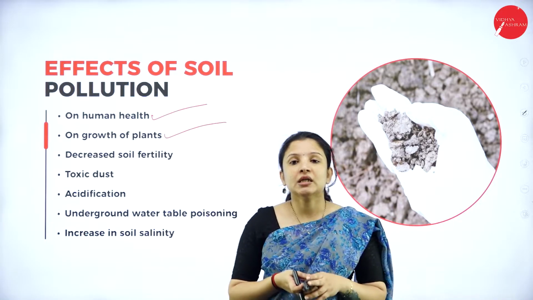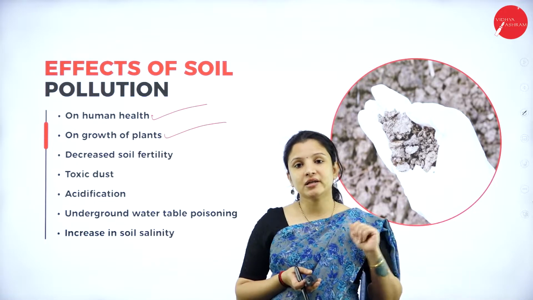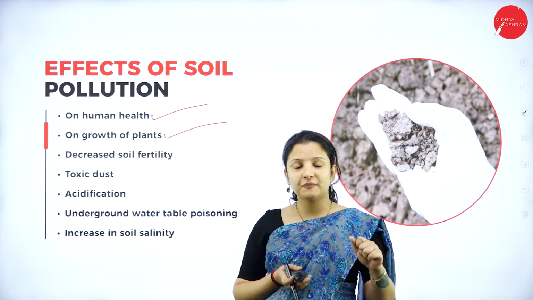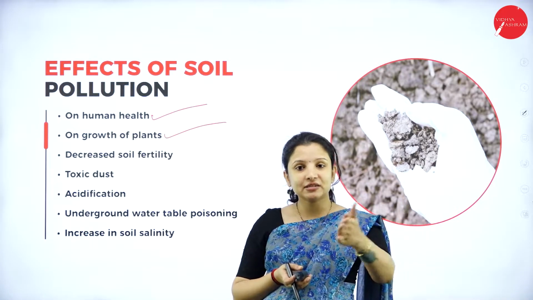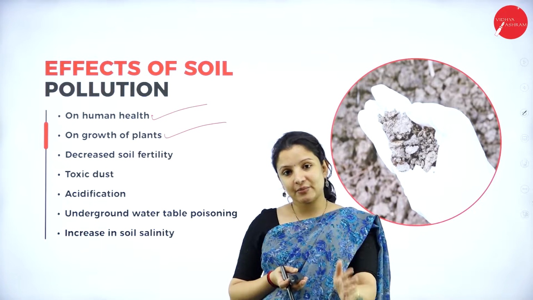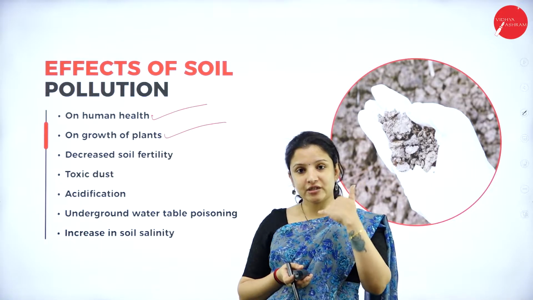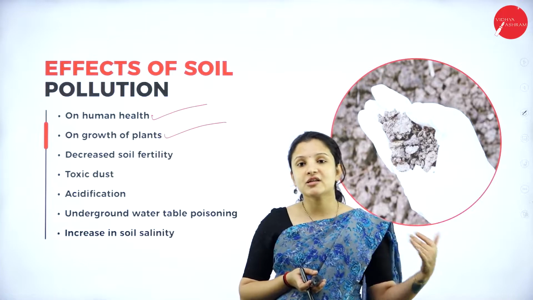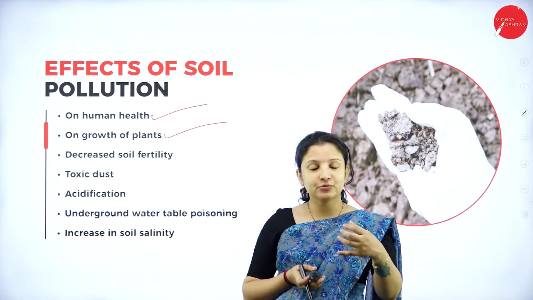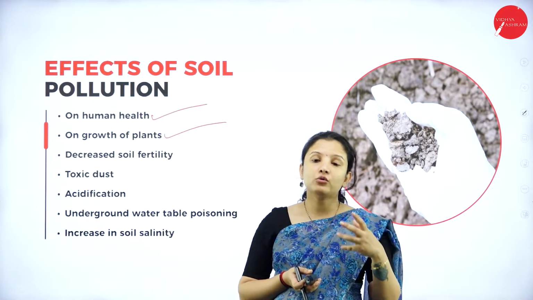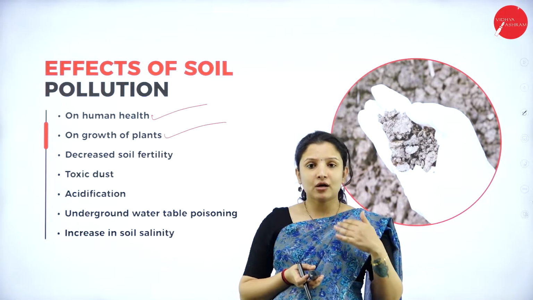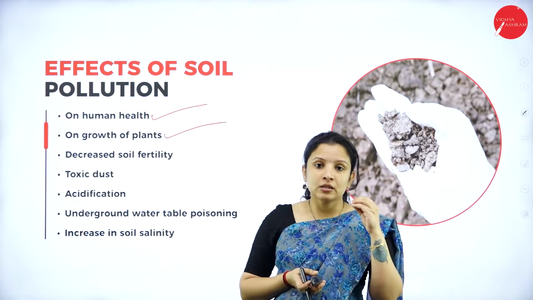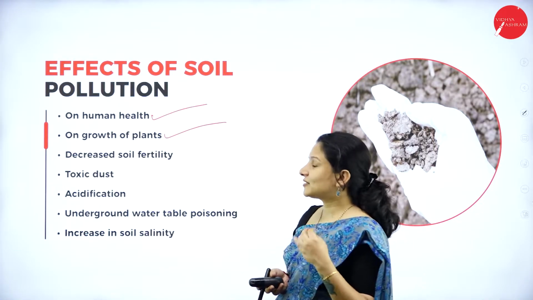Say, for example, there is a farmland nearby an industry. The farmer would be growing a good variety of crops, but the industry people start dumping toxic chemicals onto the soil near the farmland. During the rains or the seepage of water, these chemicals will leach through the soil and reach the agricultural fields, where the plants will take up these toxic chemicals along with the good nutrients in the soil. Because of the uptake of toxic chemicals, it can retard or stunt the growth of the plant.